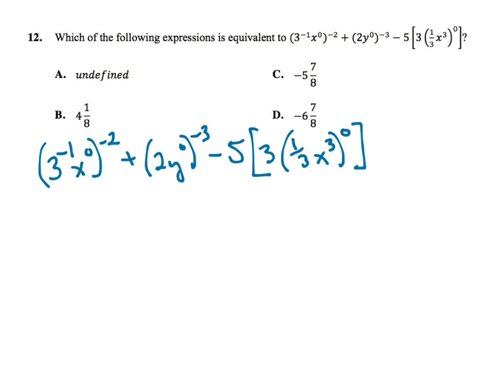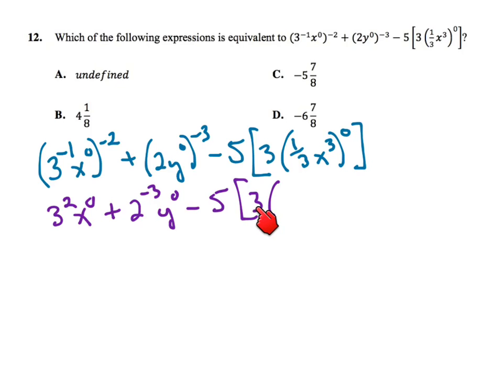All right. Order of operations. I'm going to work from the inside out for each one. Inside out. Okay. So 3 to the power of negative 1 to the power of negative 2 gives me 3 squared. X to the power of 0 to the power of negative 2 gives me x to the power of 0. Yes, I could have dropped this out now because it equals 1. Whatever, I left it there. There's no harm. Plus 2 to the power of negative 3 times y to the power of 0 to the power of negative 3 is y to the power of 0. Minus 5 times 3 times, well, what's going to be in here? 1/3 x to the power of 3 to the power of 0.